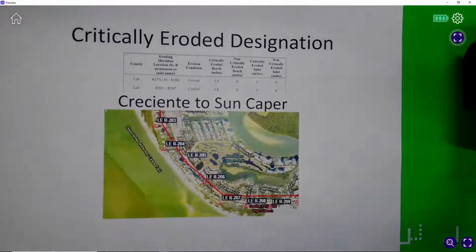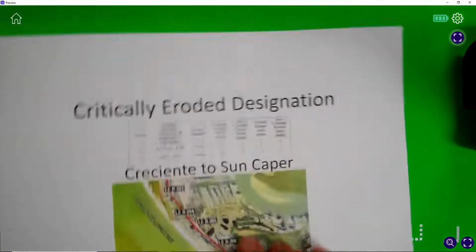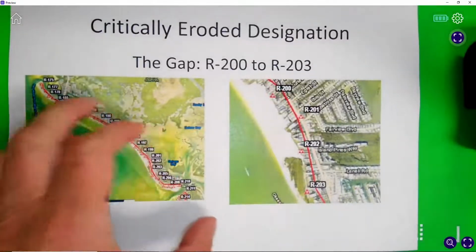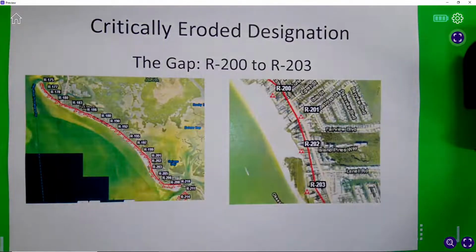And then again, in the critical wildlife area, there's a segment R203 to R207, Cresciente condominiums to the Sun Caper condominiums or thereabouts. And a zoom in of that gap, as you can see, from R200 to R203, which is from Carousel going south to Cresciente, is the gap.